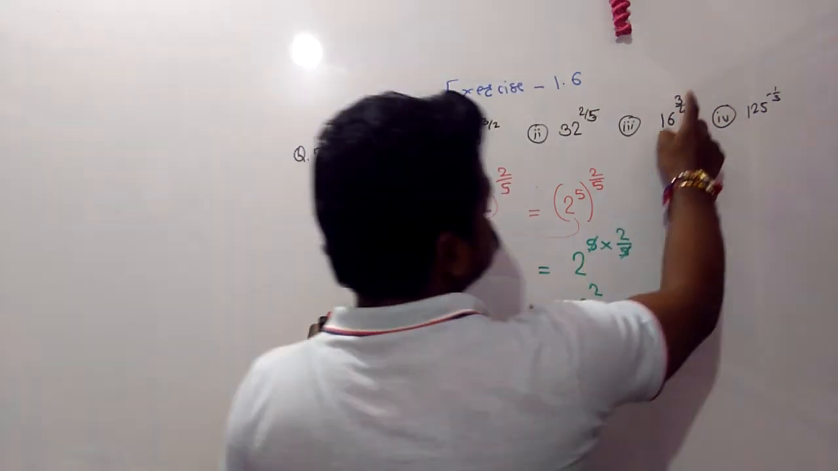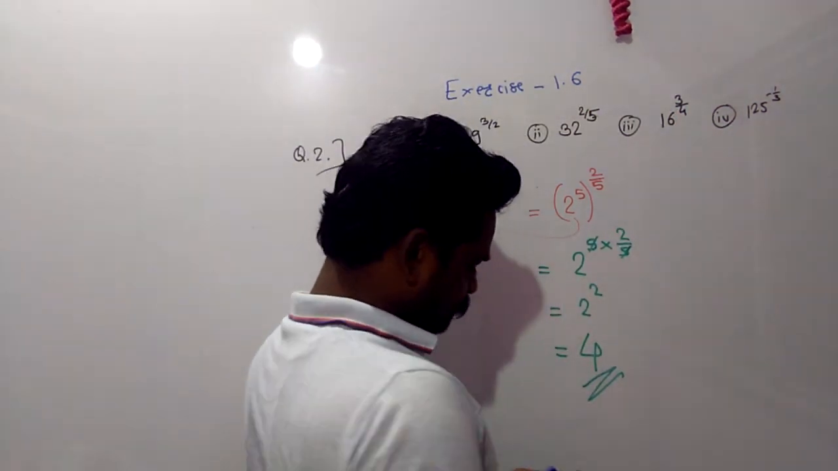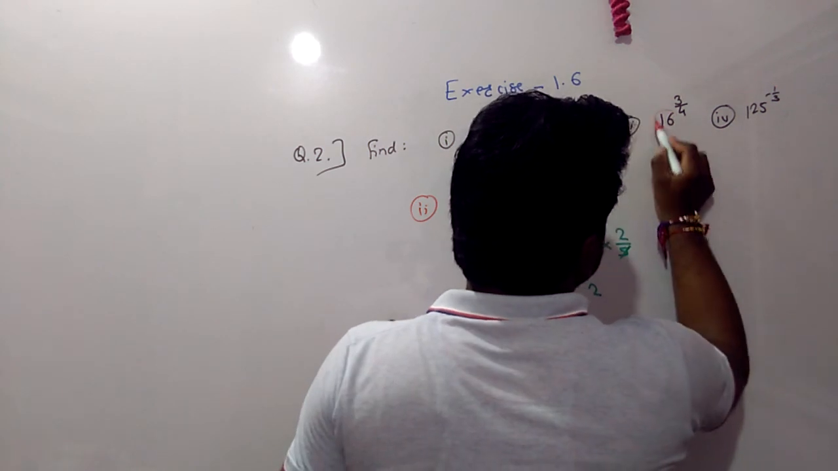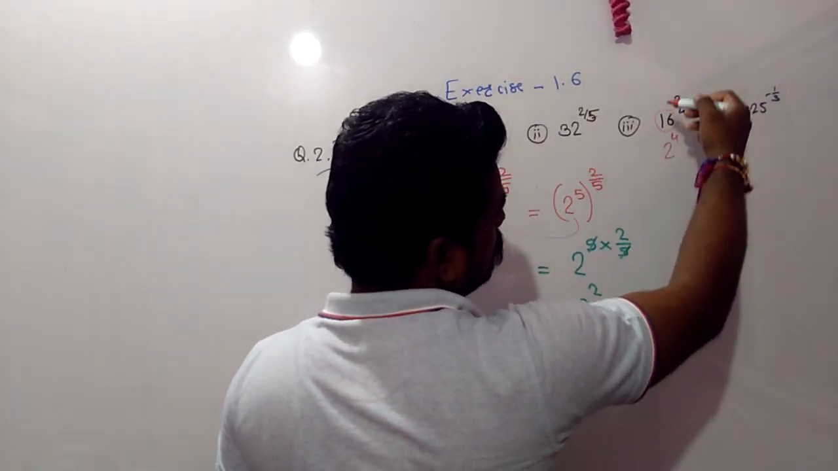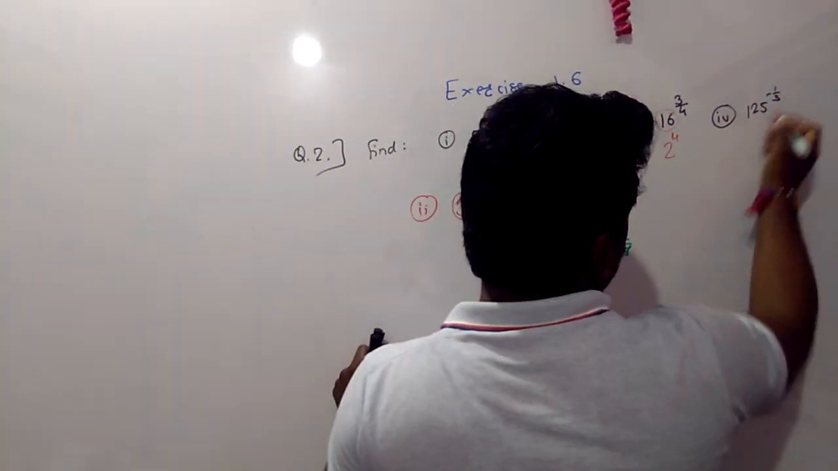Now this is 16 raised to 3 by 4. What can you do here? 16 is nothing but 2 raised to 4, and that 4 will get cancelled, and 2 cube is 8. Next, 125 raised to minus 1 by 3.